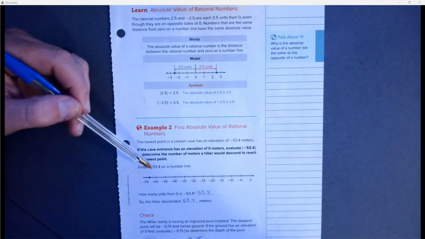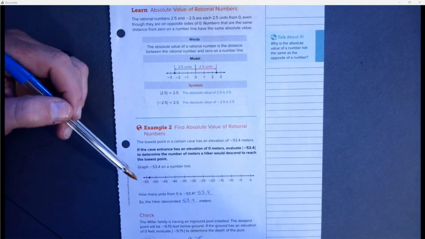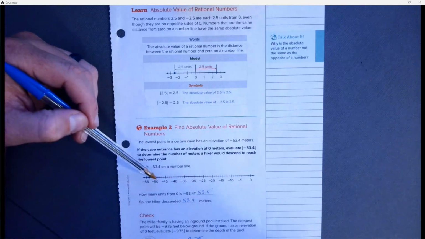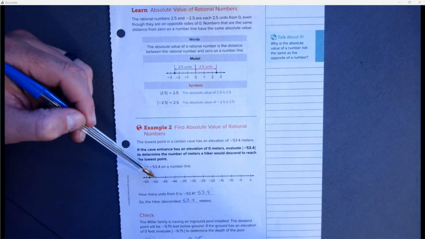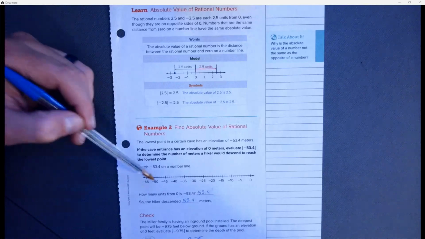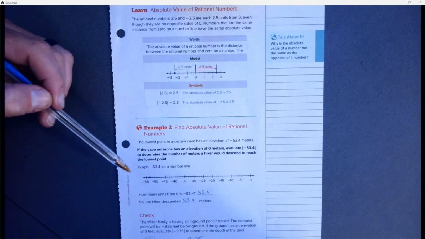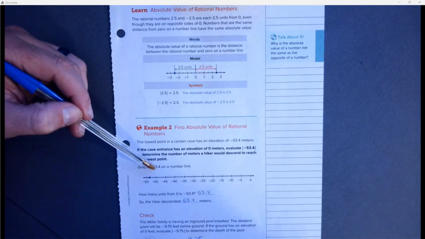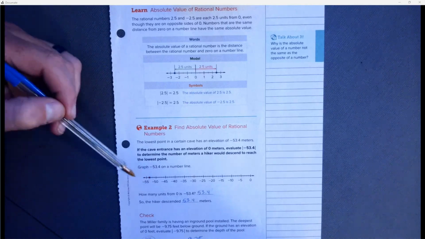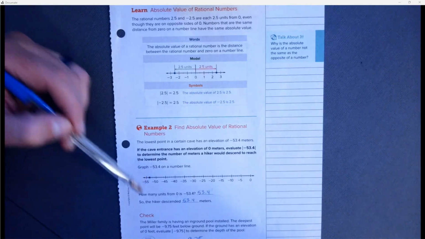So first we're going to graph negative 53.4 on a number line. So we go to negative 50, we have negative 55. So we see each tick is 1 unit, so negative 51, negative 52, negative 53, negative 54. So we know negative 53.4 will fall between negative 53 and negative 54.